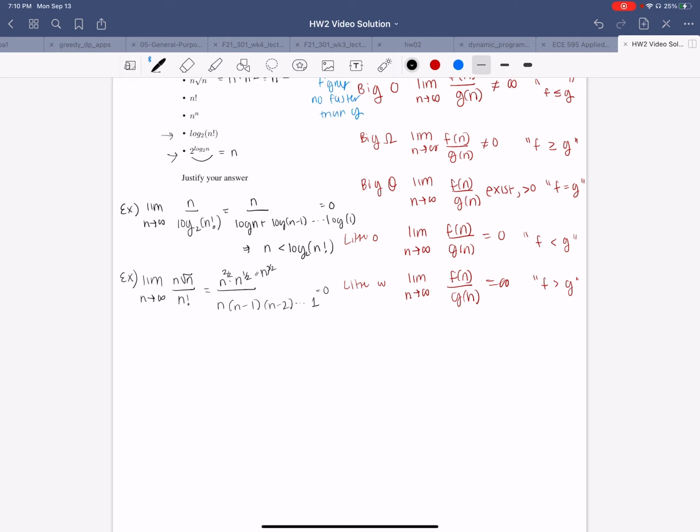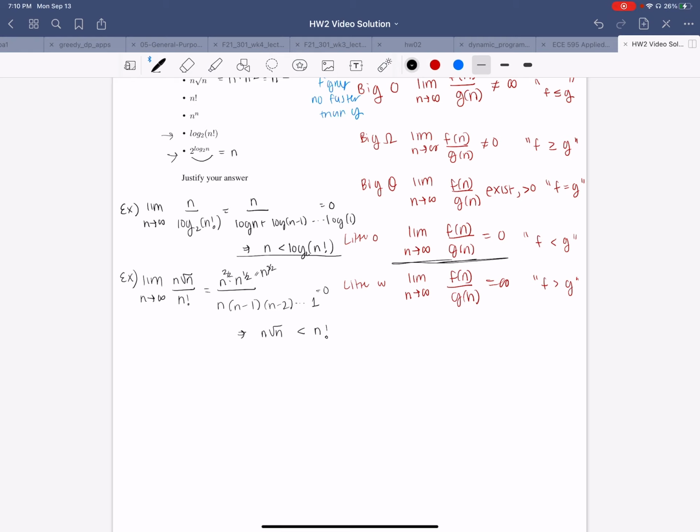And using this definition, we can say, oh sorry, you can't see, using this definition, we can say that n root n is less than n factorial.